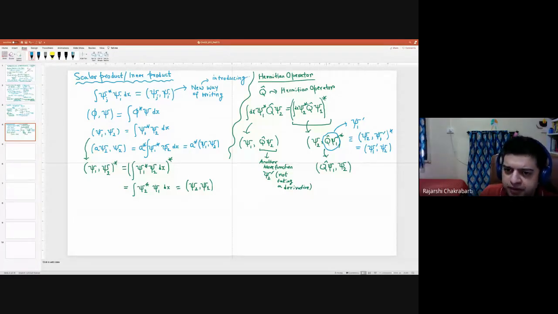Okay. So basically then I can rewrite my definition of a Hermitian operator, and this is the one you'll find in the books. What I'm going to get is that your right hand side now has become Q psi1 comma psi2, which essentially means I put dx here, doesn't matter.